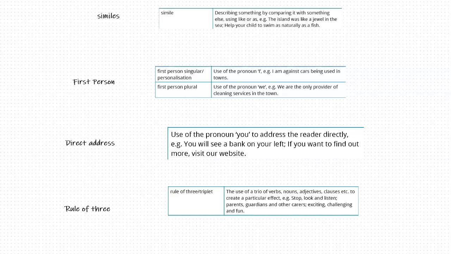Final one is rule of 3. Rule of 3, or sometimes called a triplet. The use of a trio of verbs or nouns or adjectives to create a particular effect. For example, stop, look and listen. Parents, guardians and other carers. Exciting, challenging and fun. So rule of 3 does come up quite a lot. It is easier to read and actually is easier to say as well.